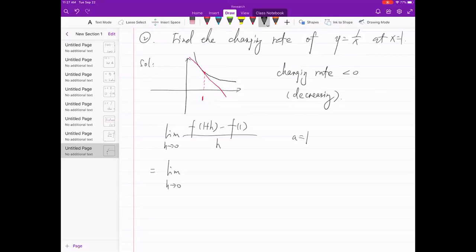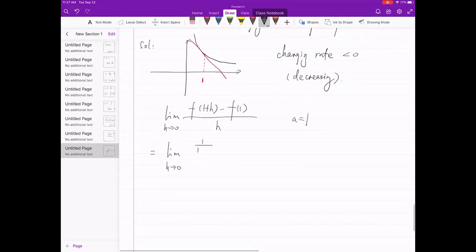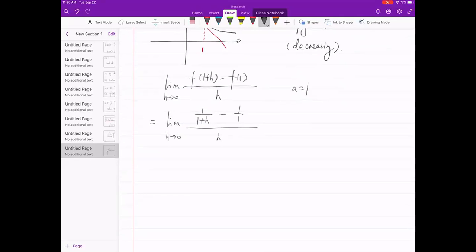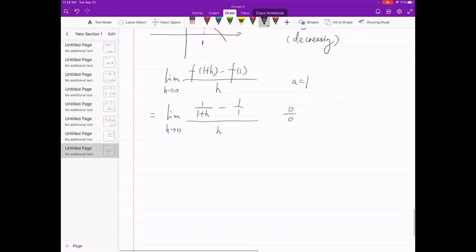Now you can see I'm not squaring it. It really depends on which formula you have. This time it's 1 over x. Then I have to do this. Can everybody see it's a 0 over 0 case if you plug in 0? Then we have to cancel the terms.